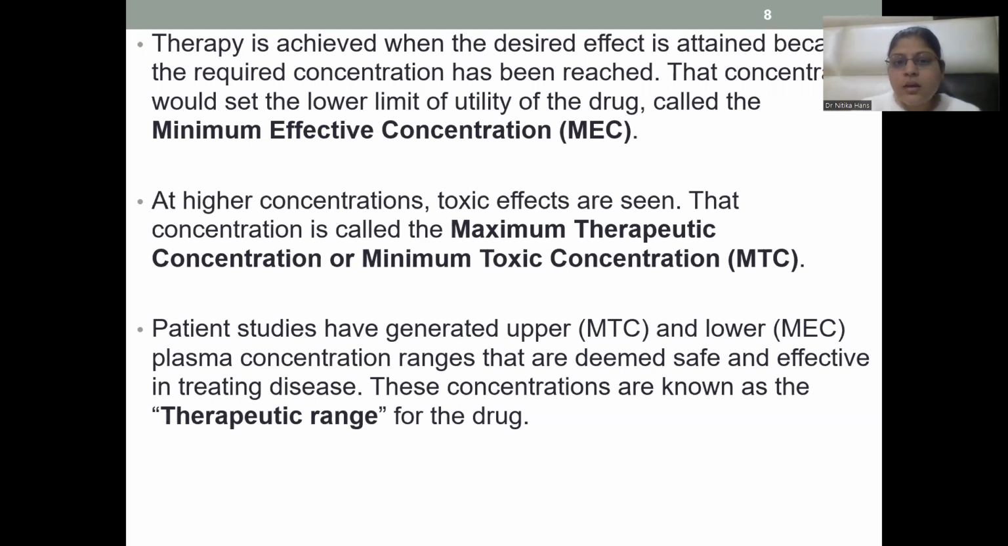Higher concentrations are where there is the maximum therapeutic concentration or minimum toxic concentration. And the therapeutic range is between the minimum toxic concentration and the minimum effective concentration. The range of concentration which is safe and effective, that is the therapeutic range.